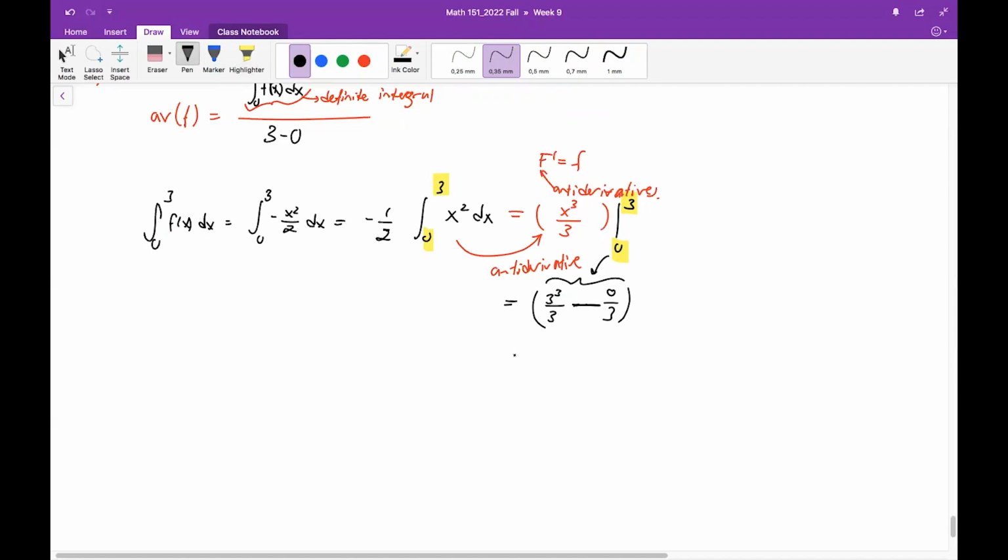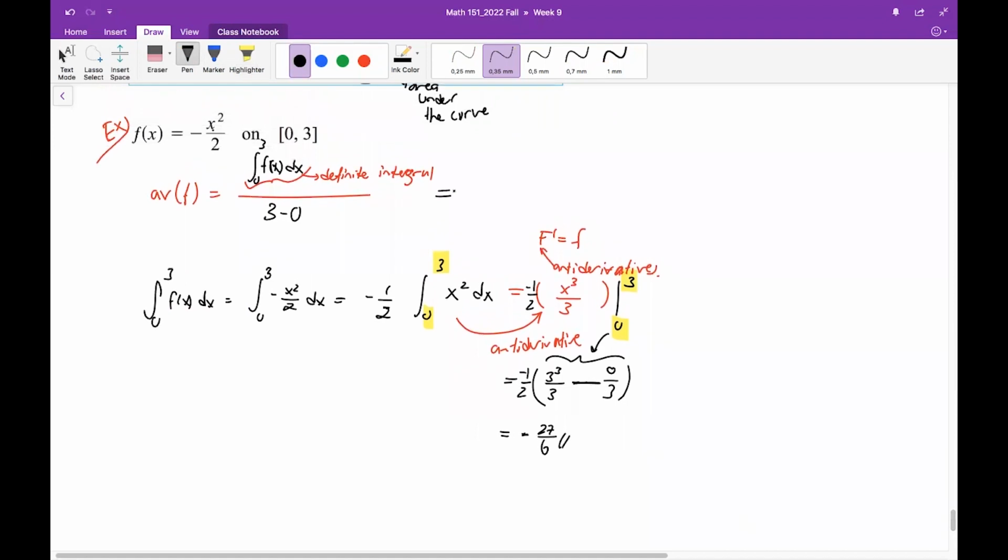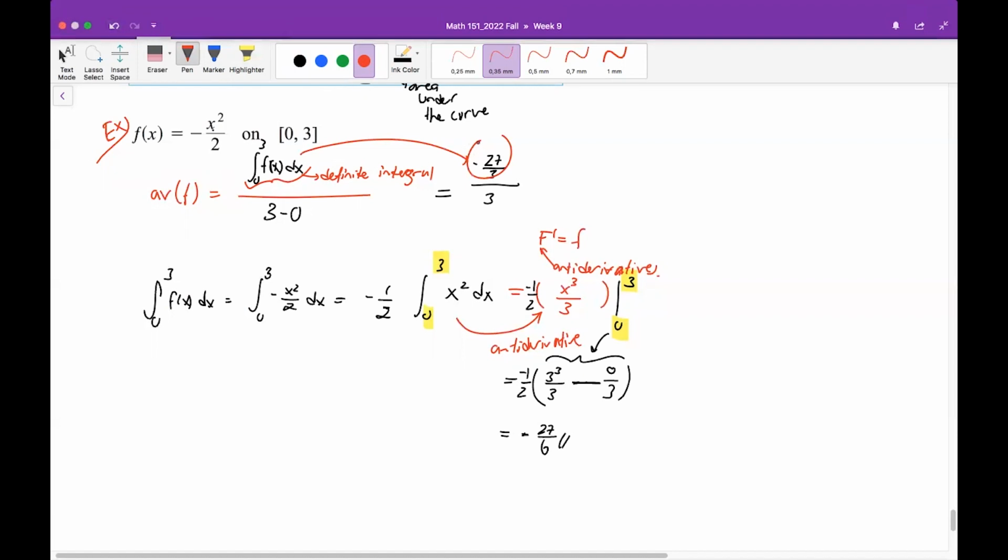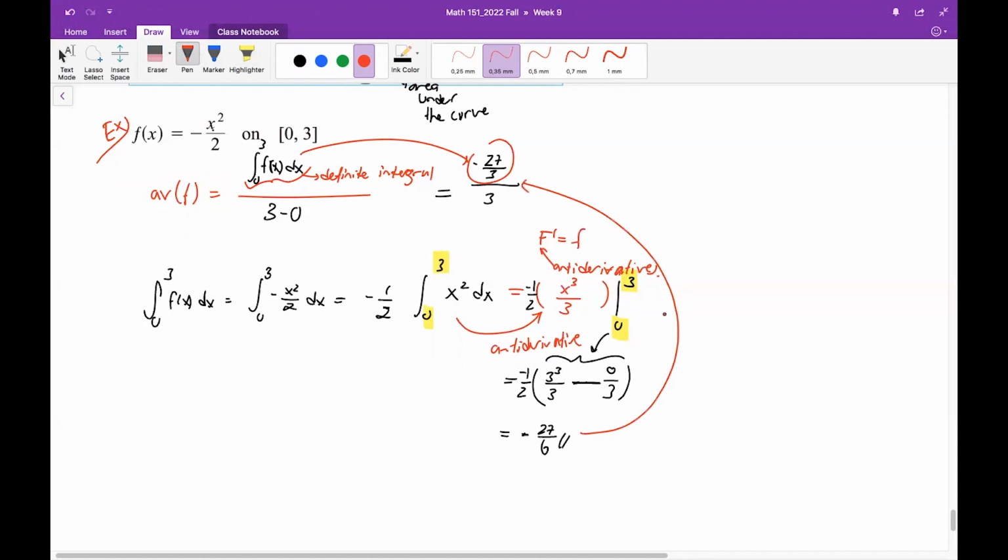So the result is, and by the way, there was this -1/2 in front, so the result is -27/6. And then the average value is the result of this definite integral, -27/6, divided by 3. Okay, so the result is like that, where we computed here. Okay, I stop here.